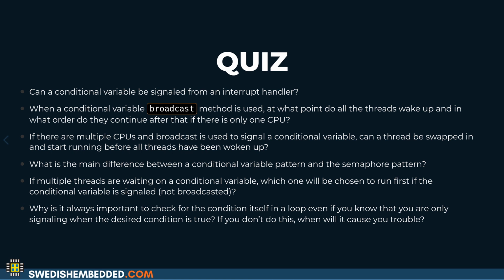If multiple threads are waiting for a conditional variable, which one will be chosen to run first if the conditional variable is signaled and not broadcasted? So which one will be chosen to run first? Why is it always important to check the condition itself in a loop, even if you know that you're only signaling when a desired condition is true? If you don't do this, when will it cause you trouble?